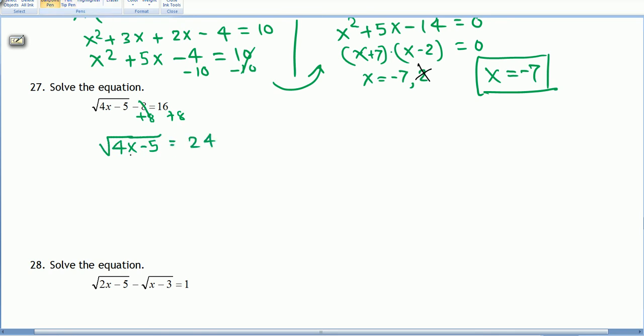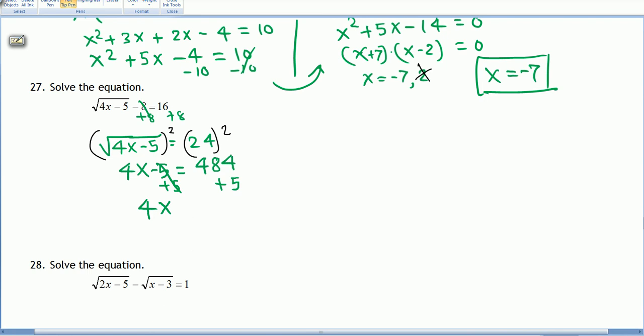Now, to get rid of this square root, we square both sides. Okay, then square root cancel, 4x minus 5 equals 24 square. That's 484. Okay, 484. Check in your calculator. Now to isolate x, add 5. Okay, we get 484. I might be wrong.